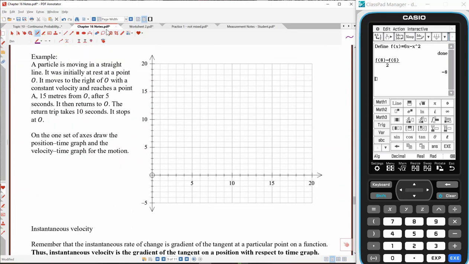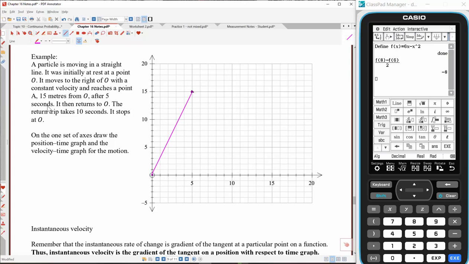All right, a particle is moving in a straight line. It was initially at rest at a point O. Okay, let's call that the origin. So here is the particle. It moves to the right of O with a constant velocity and reaches a point A 15 meters from O after 5 seconds. So 5, 15. Okay, join them up. All right, so there it goes.